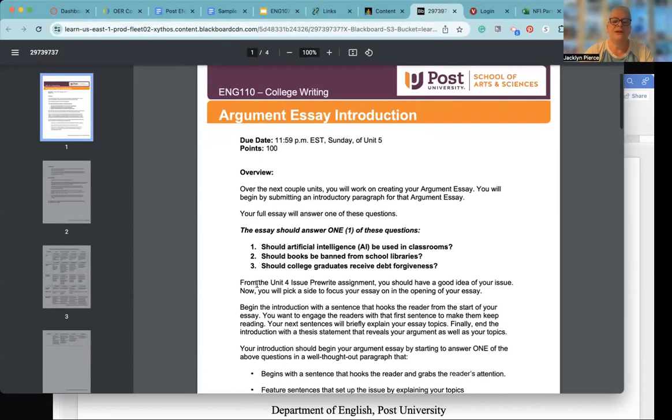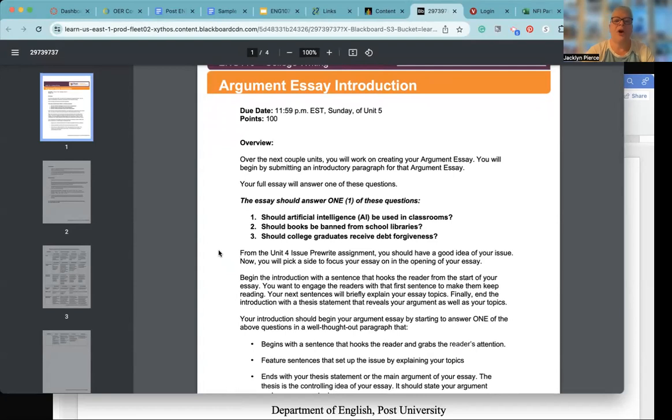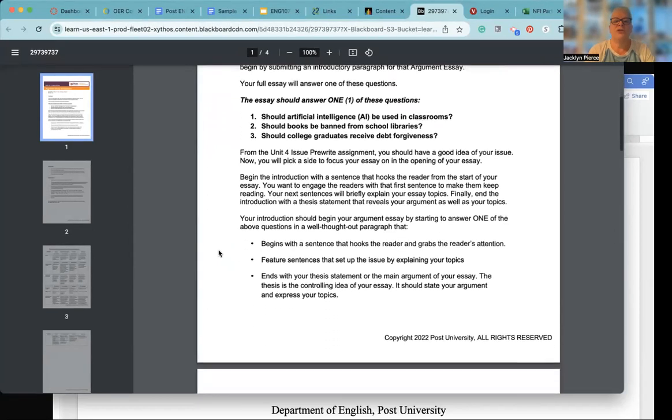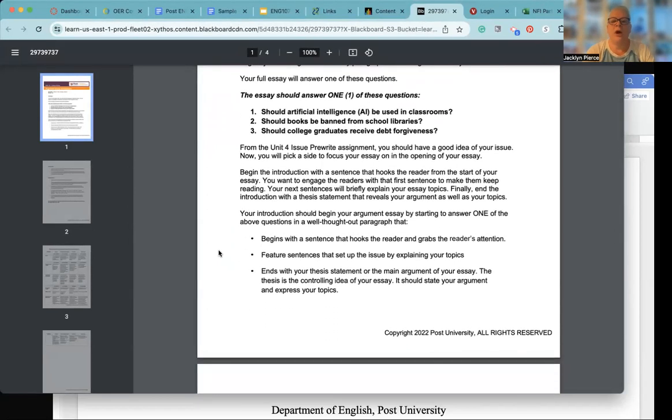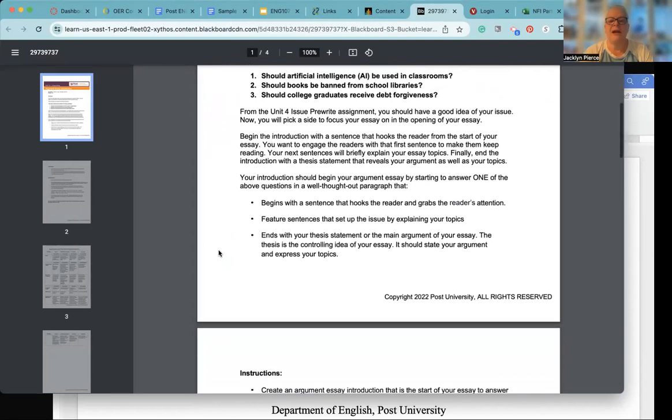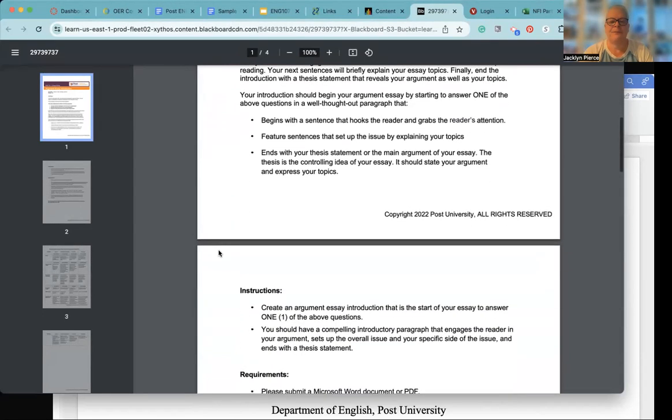Remember, you have 3 potential topics to choose from, and you've already chosen one. Whatever you wrote about in Unit 4 is what you're going to continue to work on. Your introduction should be 1 paragraph, and it is going to have these features. It begins with a sentence that hooks the reader and grabs the reader's attention. It features sentences that set up the issue by explaining your topic, giving background, that sort of thing. And then the final sentence is your thesis statement or the main argument of your essay.